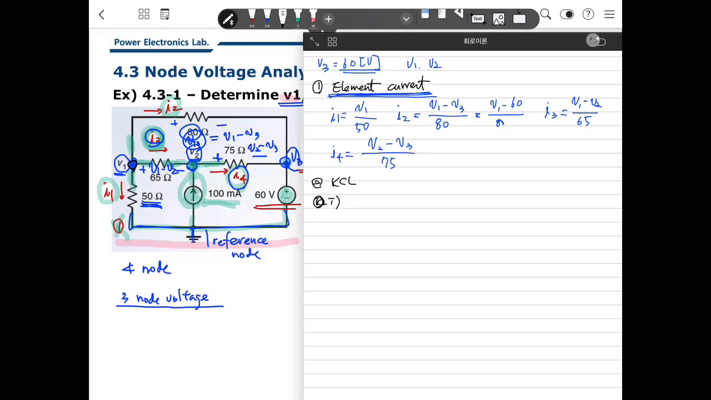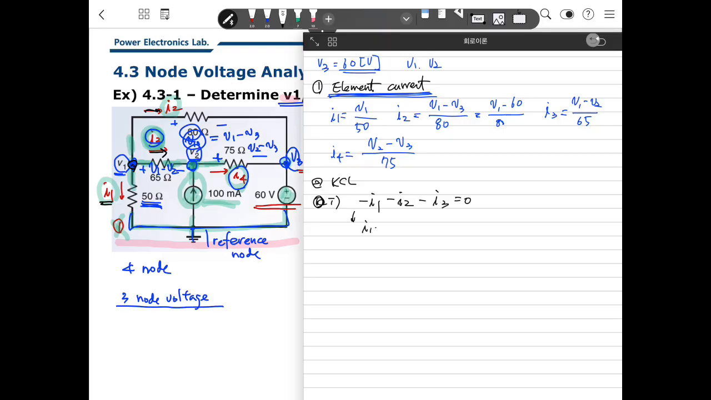Then we can define the current. I choose whether the current going out from the node or going into the node is the positive direction, depending on you. In my case, I like to decide that positive means going into the node. So I1 is going out, so in this case, minus I1. I2 is going out, so minus I2, and I3 is going out.